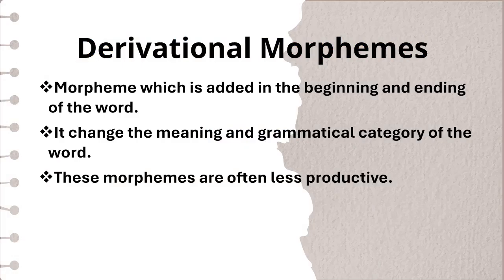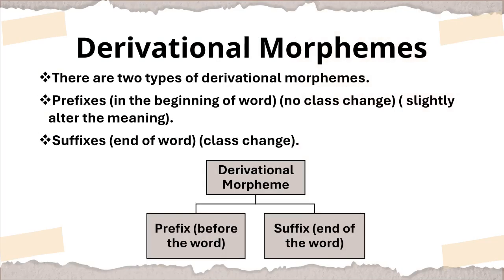Derivational morphemes are added either at the beginning of the word or at the end of a word to change its meaning or its grammatical category. Derivational morphemes are often less productive, meaning they cannot always attach freely to every word in the language. There are two main types of derivational morphemes, prefixes and suffixes. Prefixes occur at the beginning of a word and usually alter its meaning slightly without changing its grammatical class, whereas suffixes appear at the end of a word and often change the grammatical category.